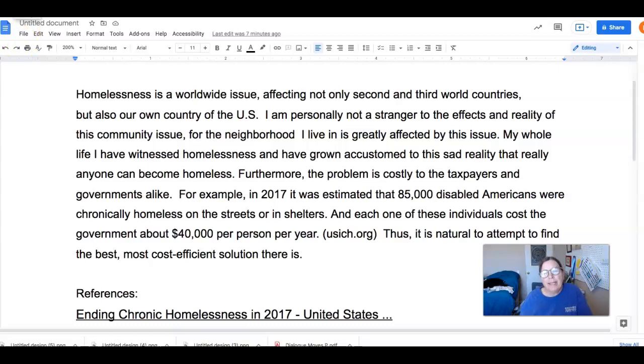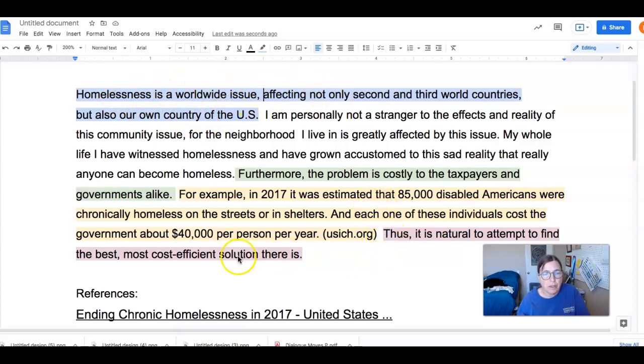When I read through it, it's not hard to identify some of the key parts right away. The topic sentence is usually the first, and this sounds like a topic sentence. And the summary sentence is usually the last, and this sounds like a summary sentence. And here's some development about the idea. So the idea is homelessness is a worldwide issue, affecting not only second and third world countries, but also our own country of the U.S.